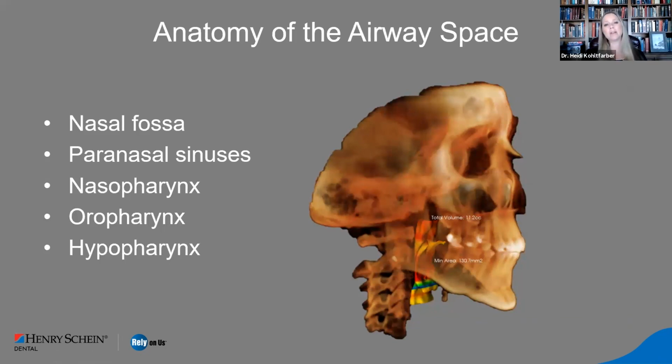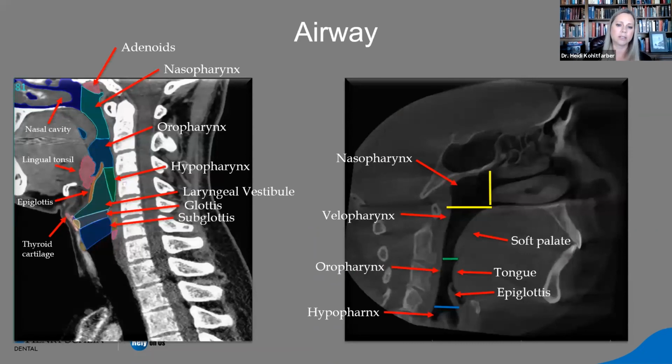All right, so now we have talked about the imaging we're going to discuss today. Let's start with airway, and we're going to look at the anatomy of the airway space before we start to talk about some of our issues. I think, again, we're looking for any type of a mechanical obstruction when we're reviewing it with our CBCTs. And let's start from the top. So here's our airway space.